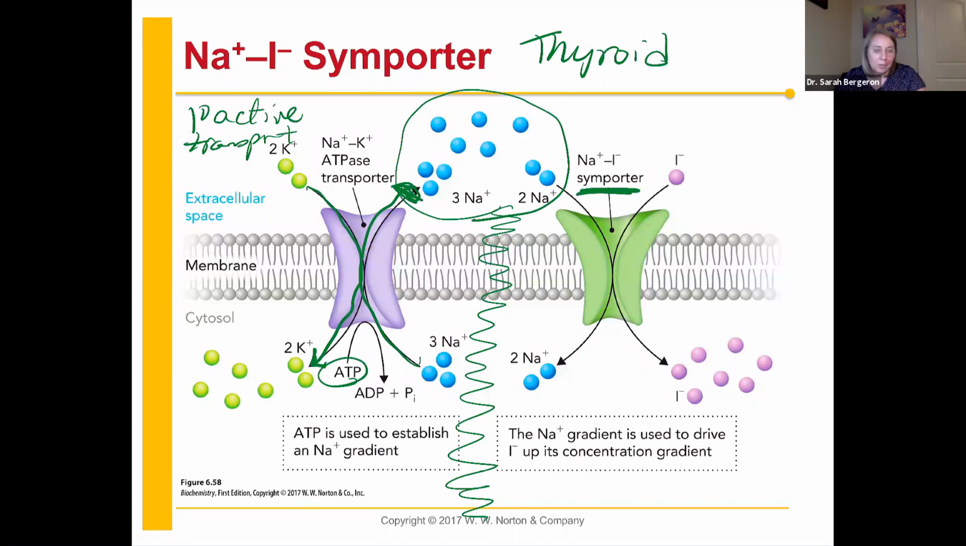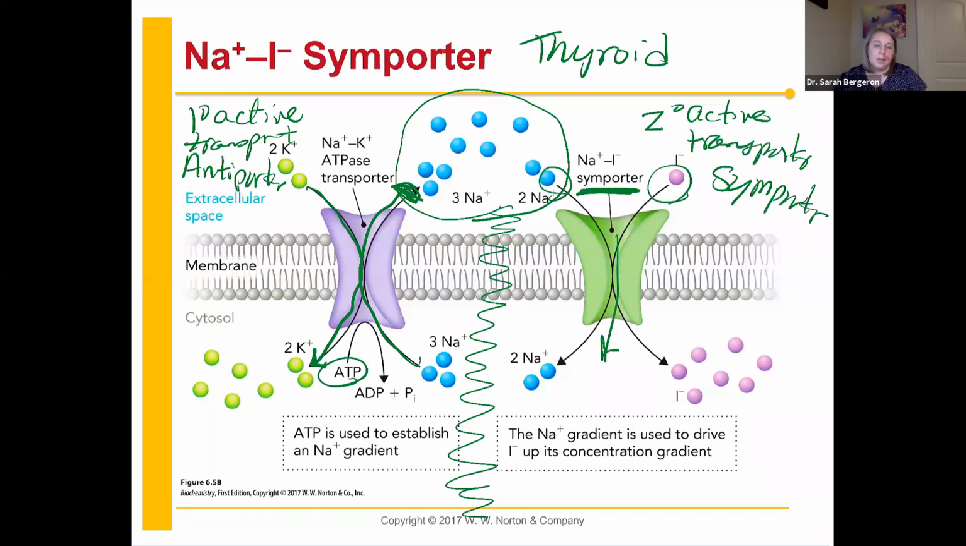Well, now I can use a symporter, and this is my secondary active transporter. And I can co-transport sodium ions and iodine ions into the cell, right? So my primary active transporter was an antiporter, and my secondary active transporter is a symporter. And I linked the two. So my secondary active did not use ATP, but in order to make the secondary active transporter go, I had to have a primary active transporter that used ATP. So they're dependent upon one another.